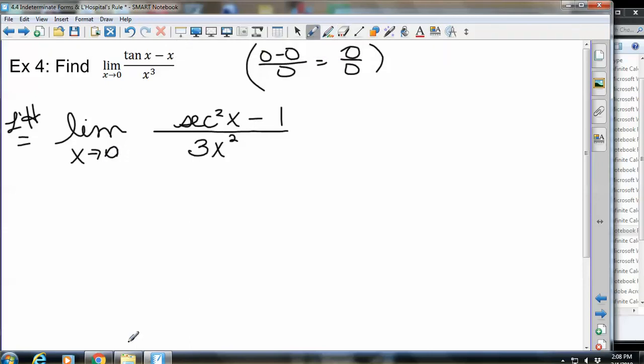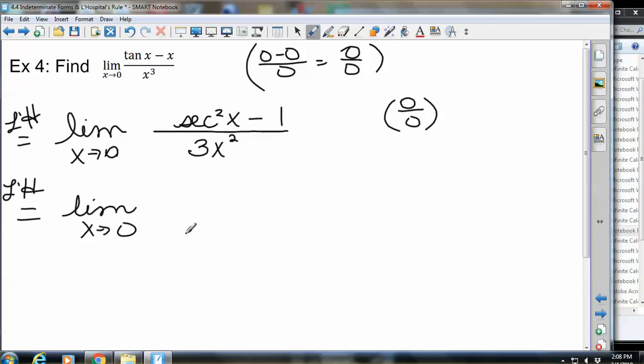Alright, secant of 0. Cosine of 0 is 1, so secant squared would be 1. Minus 1 is 0 over 3 times 0 squared is 0. So I can't plug in yet. So what do we have to do? Same thing. Alright. Look, we get to use chain rule this time. Isn't this fun?